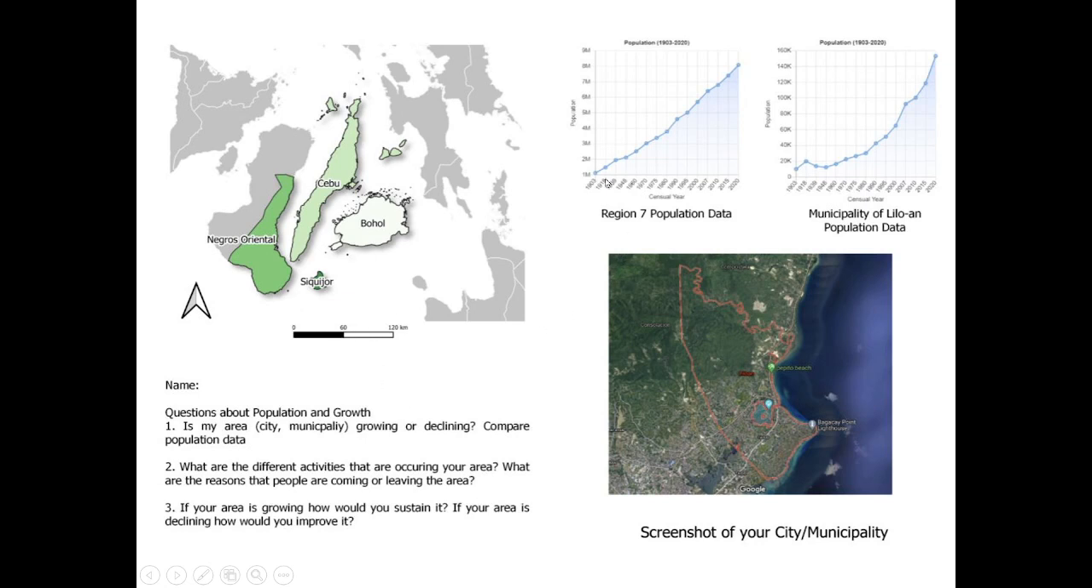And finally, we can talk about our seat work number 5. So again, as we mentioned earlier, population is really one of the biggest factors for measuring how well a city is doing. In general, increasing population means increasing urban development, more economic activities, and more economic opportunities for everyone in that area. So these questions: is my area growing or declining? You can tell that right away from the population data from philatlas.com. What are the different activities occurring in your area? Based on your experience, what are the different opportunities in your area?